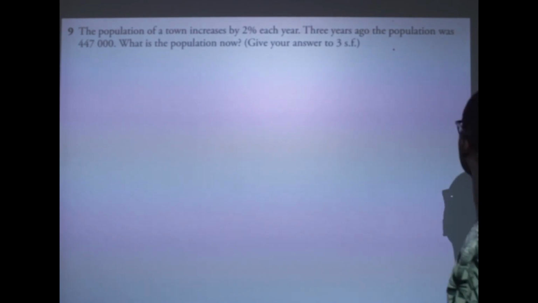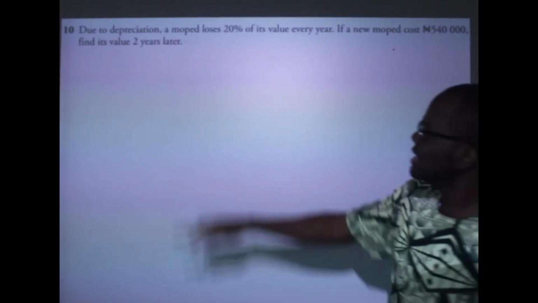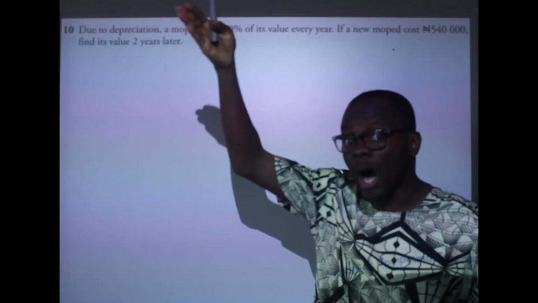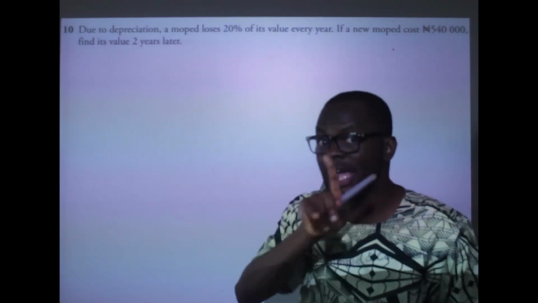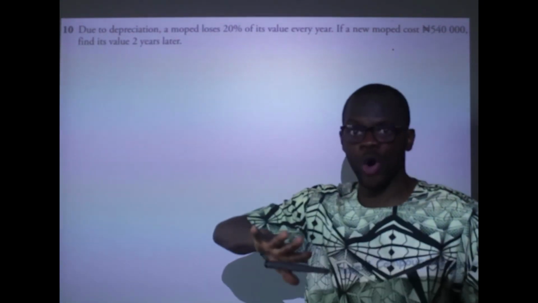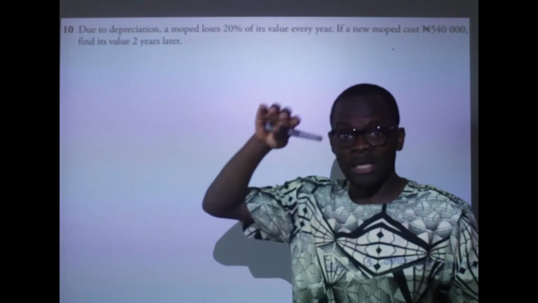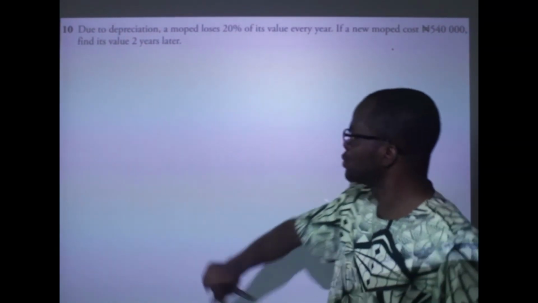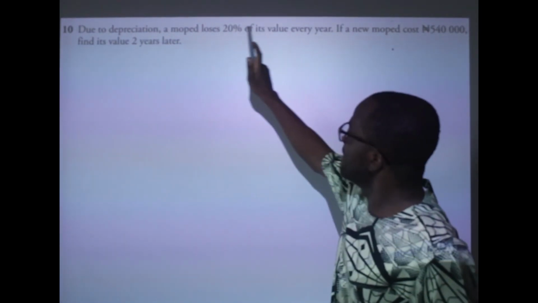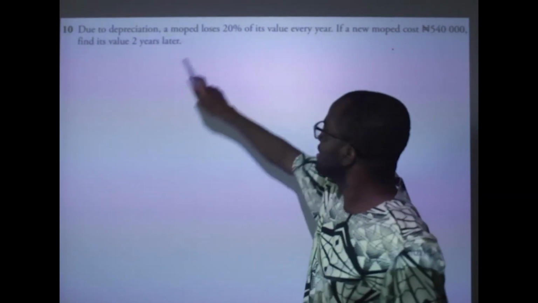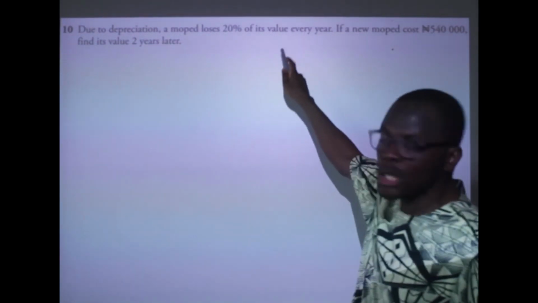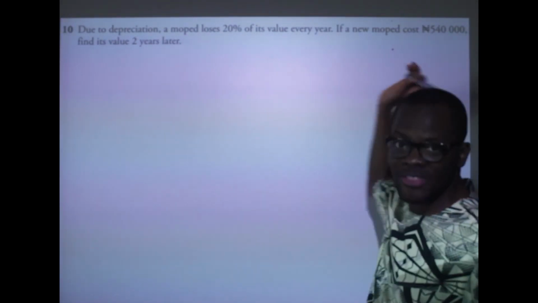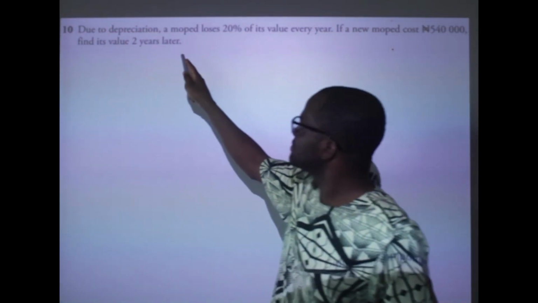Now, let's see the last question. Number 10. Now with depreciation, the percentage will not be going up, rather the percentage will be coming down. So take note, when you have depreciation or a reduction in the value of something, the percentage will not go up, rather it comes down. So due to depreciation, a moped, which is like a bike, loses 20% of its value every year.